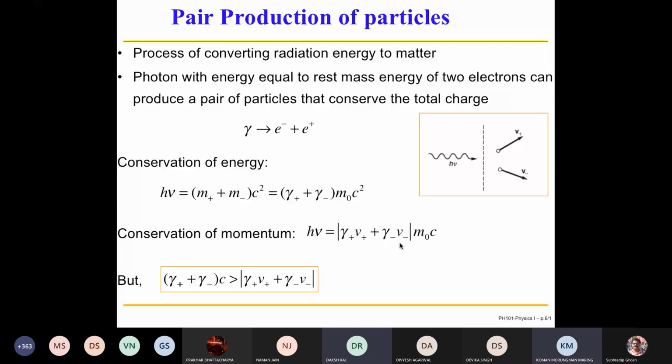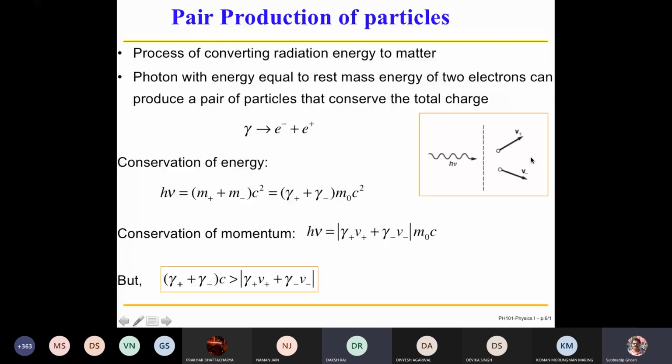Okay. Yes, sir. Now the problem is the following. This is only possible when both V plus and V minus are equal to C, the velocity of light. Right? Yes, sir. Then if these two have the velocity of light, then they are no longer particles. They are actually radiations. But they are not radiations.